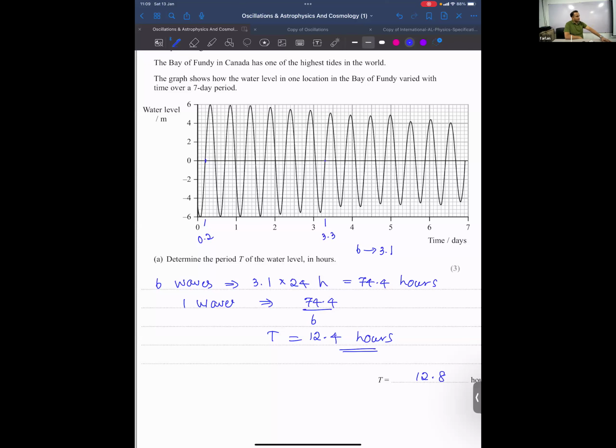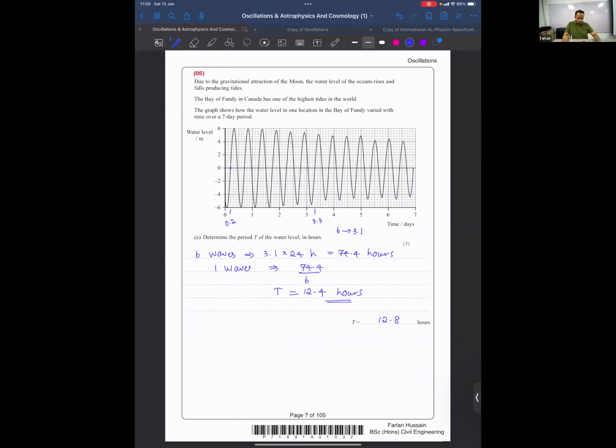What is your final answer? Okay, that's okay. Anything around 12.4 should be the answer, I guess, plus or minus a bit. In the mark scheme, there will definitely be a range given, not a particular value. I don't know what paper this belongs to. Please check and see. There should be a range.